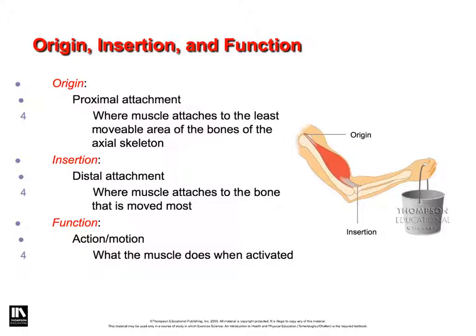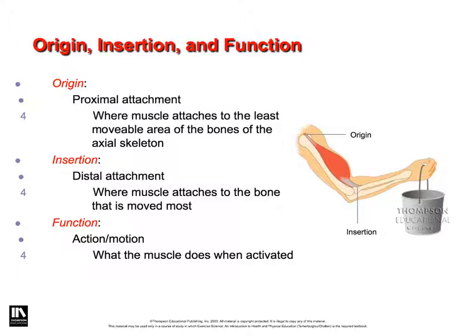Just to take a closer look at origin, function, insertion, because in your workbook right now you're filling out the muscles, but you're not only coloring them, you should be filling out where the muscle originates, where it inserts, and what its function is. So is it a flexor? Is it an extensor? Is it an abductor? What's it doing? So origin is where the muscle attaches to, and it's the least movable area.